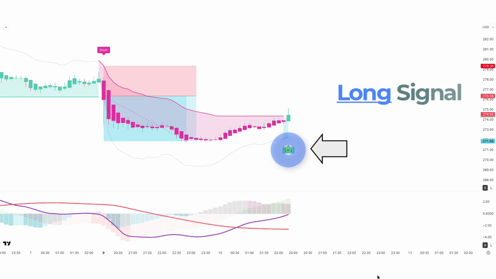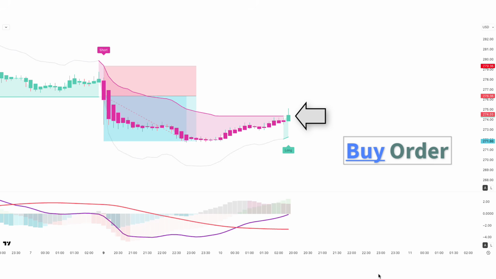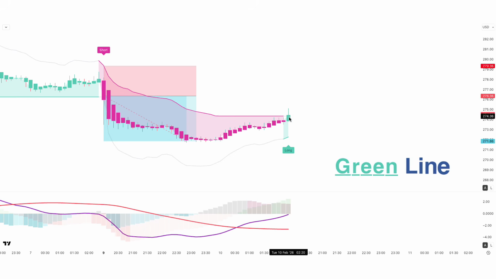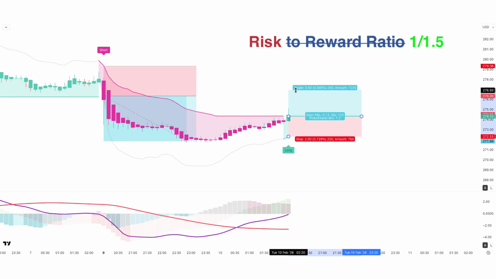When the Trend Following Volatility Trail arrow of this indicator is a long signal, when the purple line of Zero Lag Multi-Time Frame is above the red line, when the market forms a bullish candle. If this condition is fulfilled, then we will place a buy order. Our stop loss is to be placed at the green line, and the risk to reward ratio will be 1:1.5.